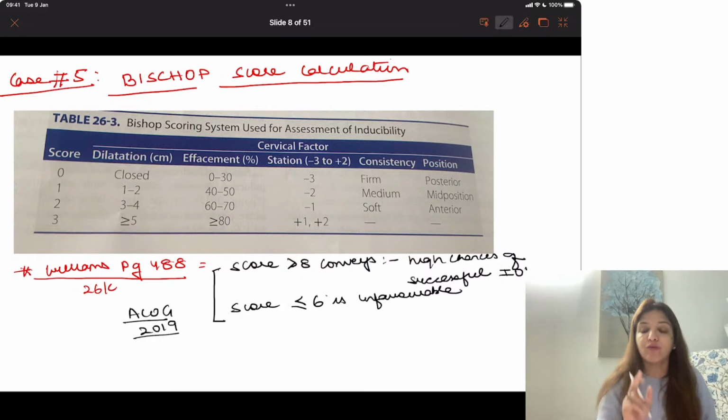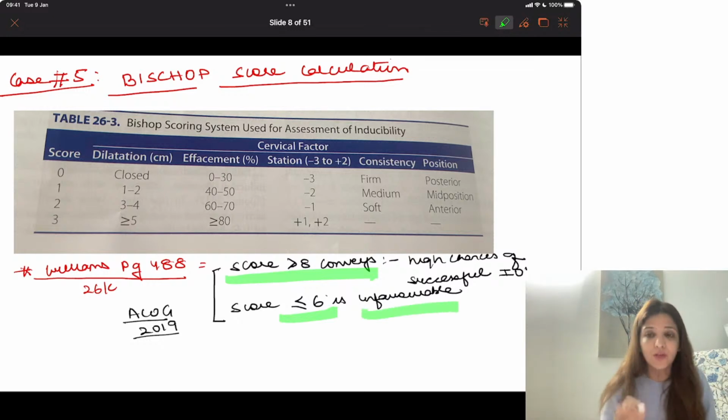Now, there is a lot of confusion with all of you regarding what is the optimum score. Please understand, I have written exact lines from page 488 of the 26th edition of Williams. The 26th edition of Williams says that if the Bishop score is more than 8, then that conveys high chances of induction of labor being successful. And if the score is less than or equal to 6, that is an unfavorable score, right?